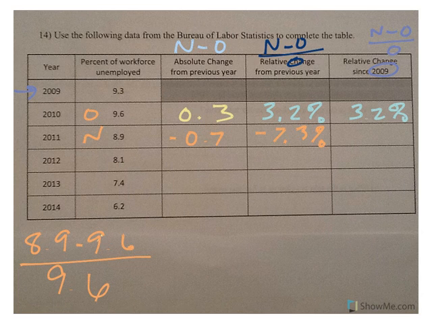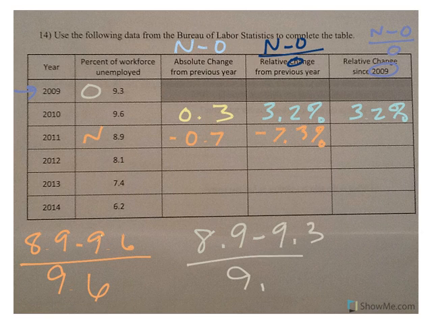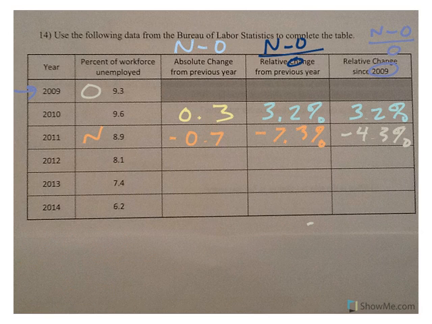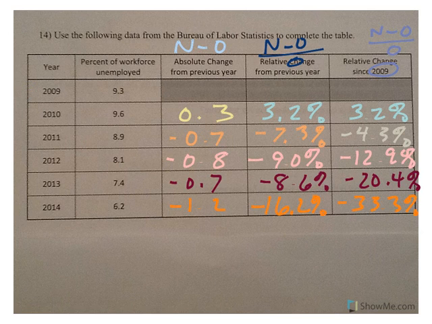Now the last column says, let's go back to 2009. So I'm going to use new minus old divided by old, using 2009 as the old value, and I get a negative 4.3%. So the last column, you always use 2009 as the old value. Okay, I would like you to hit pause, try the last three, and then come back and see if your answers match mine.